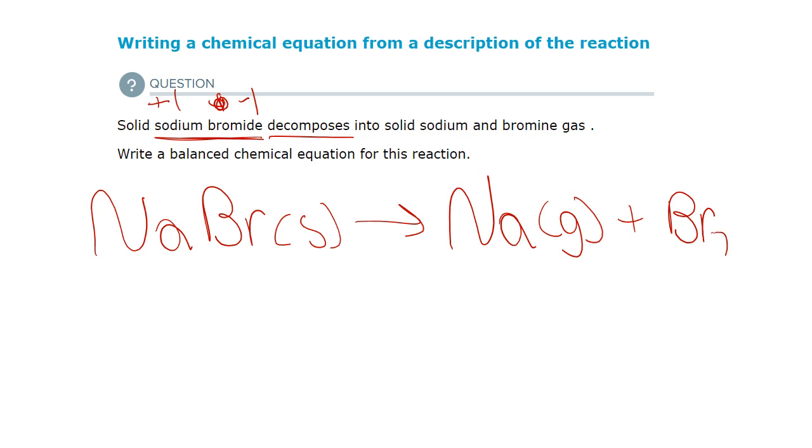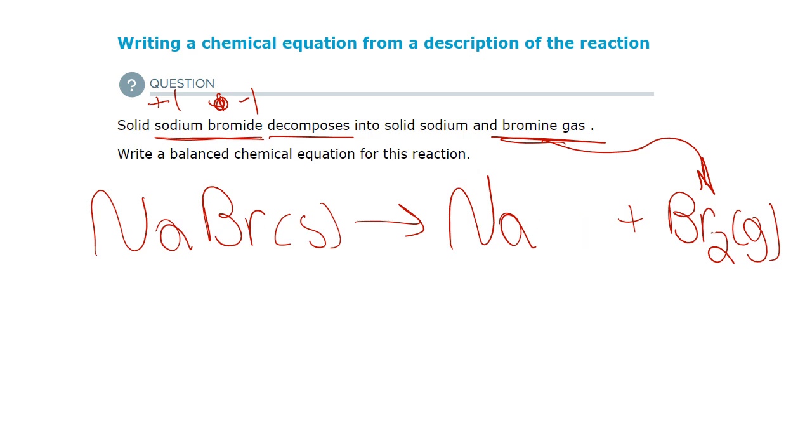So bromine is a diatomic. Oh, solid sodium. It does say solid sodium. I said that because you're not really going to make sodium, a metal, into a gas. So it does say solid sodium right there. And that's just going to take a lot of energy.